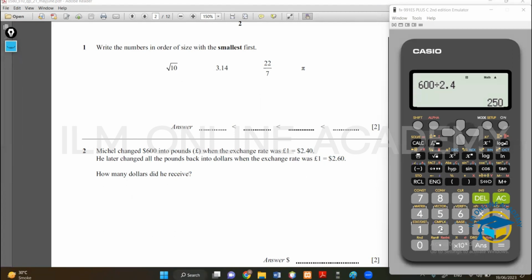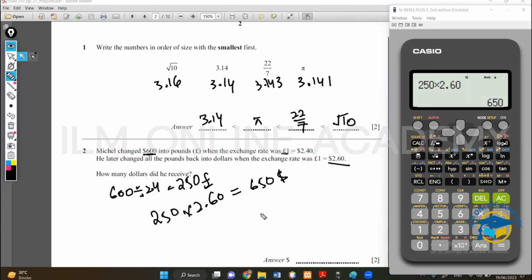We can also check it. 250 multiplied by 2.6. So yes, the answer is $650. Okay. So this was our question number 2. Now coming over to question number 3.